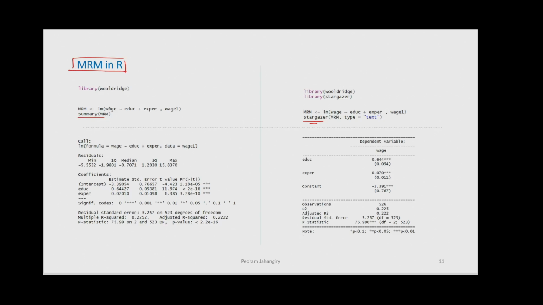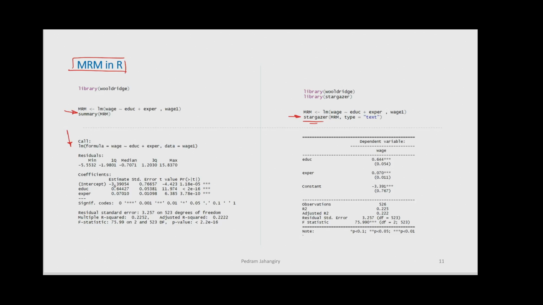Let's look at an example. We are regressing wage on education and experience. So 2 variables. lm of wage tilde education plus experience, then the data frame. That's simple, right? That's all. So this is your regression. You can either call the summary function on it or call the stargazer function. If you do summary, this is the output. You're already familiar with the output.